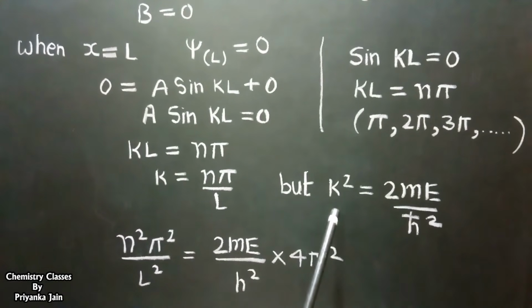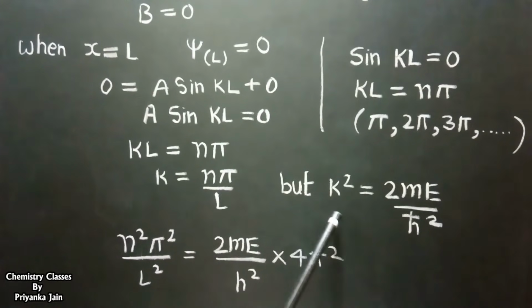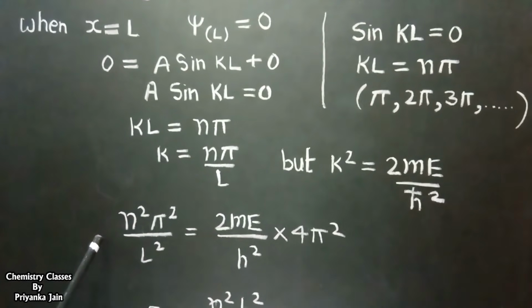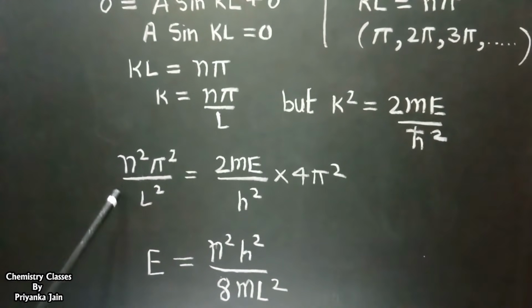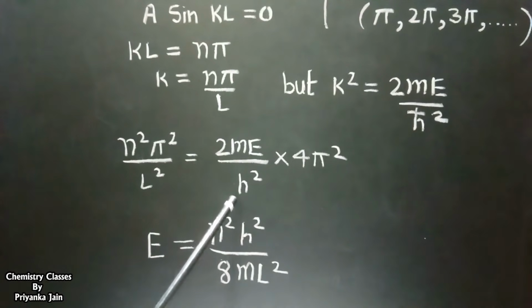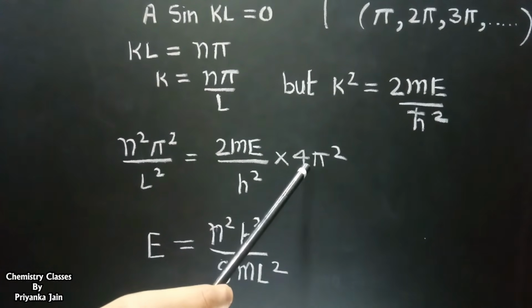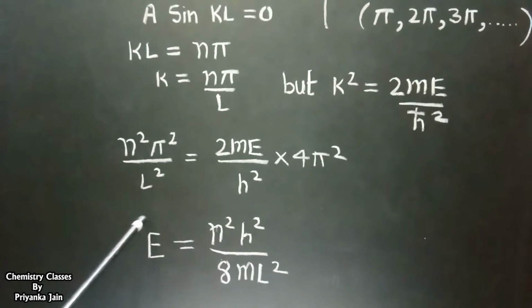But we know that k square is equal to 2mE upon h bar square, and h bar is equal to h upon 2 pi. So by combining these two equations, we get an equation like this, that is n square pi square upon L square. We have squared this equation because we get k square, and this will be equal to 2mE upon h square into 4 pi square. We have put here the value of h bar, that is h upon 2 pi. So we get h square upon 4 pi square. Now by solving this equation, we get E is equal to n square h square upon 8mL square.